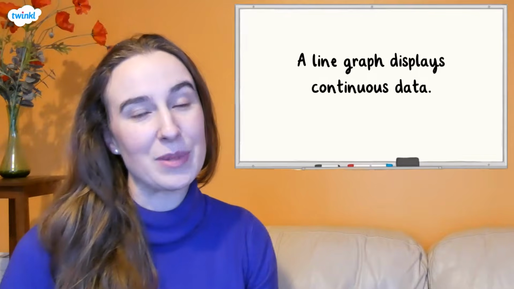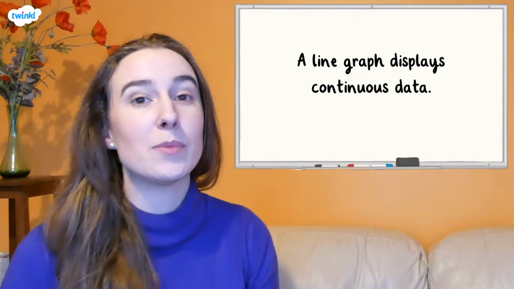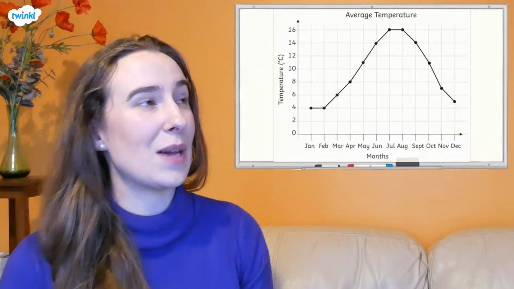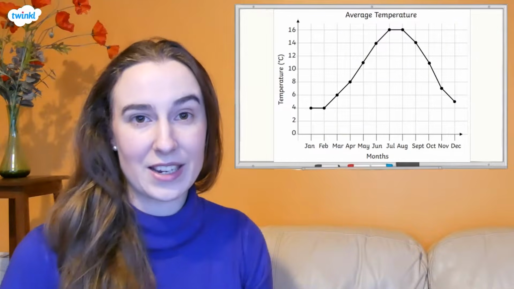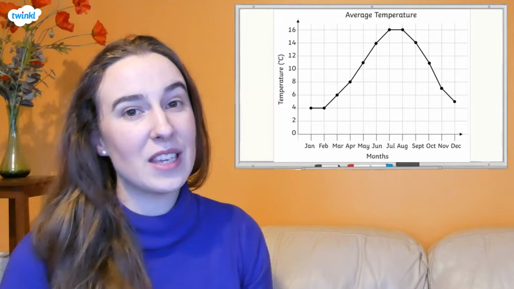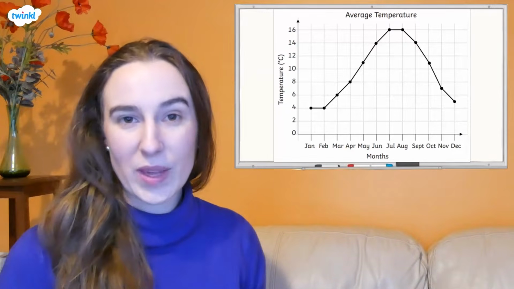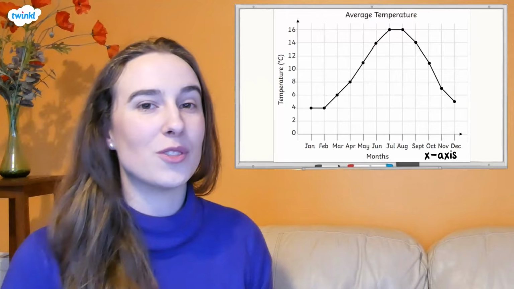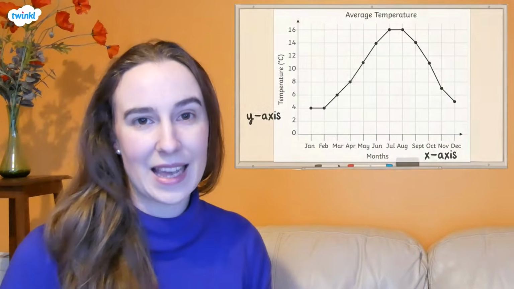A line graph displays continuous data like time or temperature, where the gaps between the data have a continuous value. This is an example of a line graph that shows the average temperature of a place over a year. You might notice that the months of the year are along the bottom and the temperature is up the side. We call these the axes of the line graph. The x-axis runs horizontally along the bottom and the y-axis runs vertically up the side.